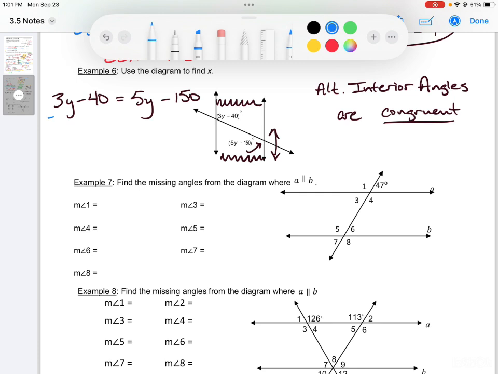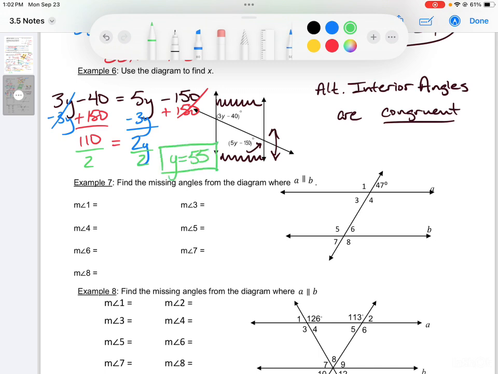To start solving, I like to take the smallest number that's attached to a variable and subtract it from the larger side. It just helps me keep positive numbers longer. And then I'm going to take the 150 and add it over. And so I've got 2y equals 110. Divide both sides by 2. y equals 55. y equals 55 degrees.